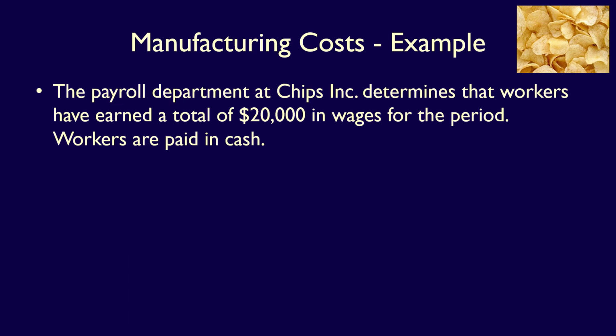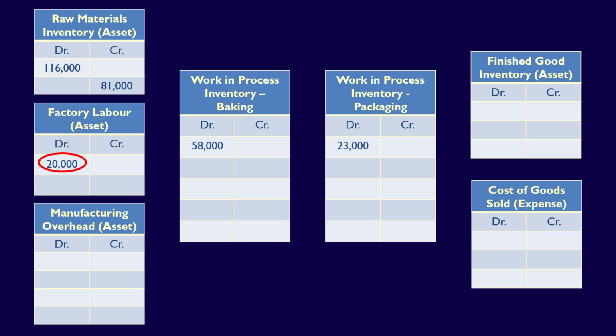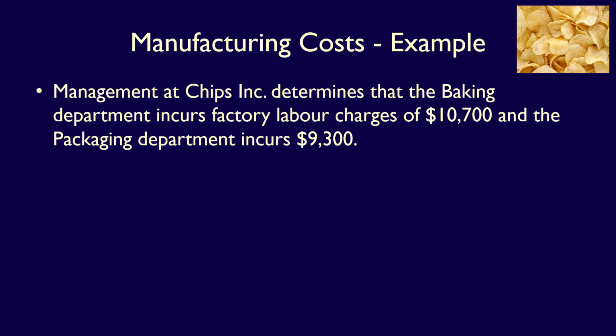The payroll department at CHIPS Inc. determines that workers have earned a total of $20,000 in wages for the period. Workers are paid in cash. The entry to record this would be a debit to factory labor of $20,000 and a credit to cash of $20,000. Again, we're only tracking the T accounts for those accounts which are part of the manufacturing costs. Therefore, we enter a debit into factory labor of $20,000, our temporary holding account.